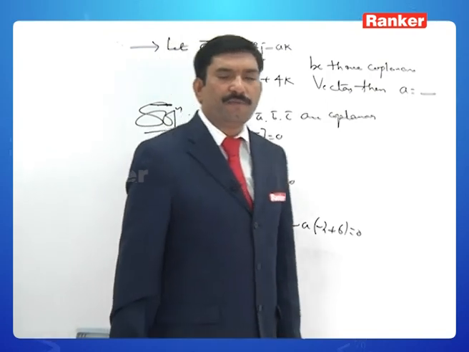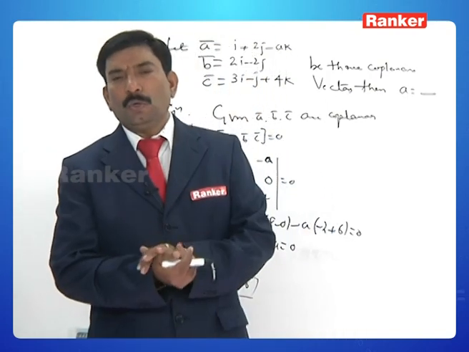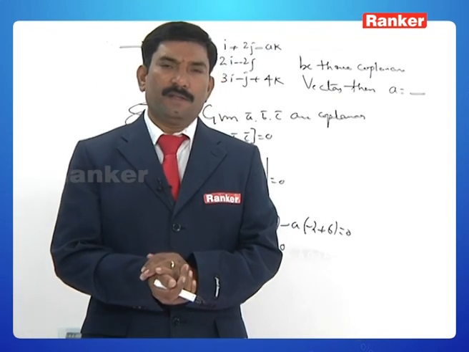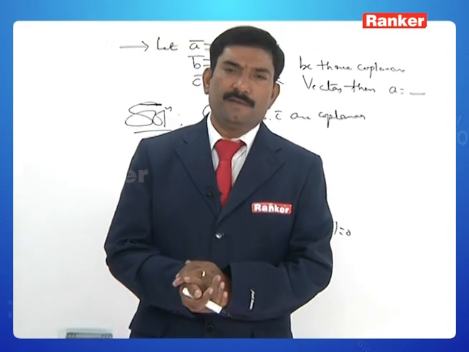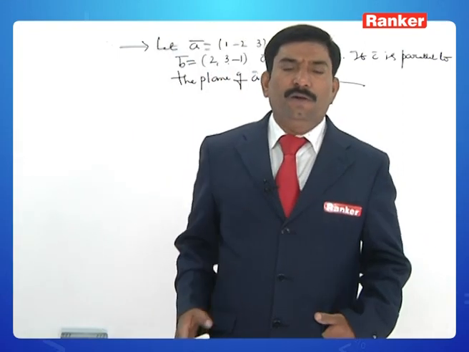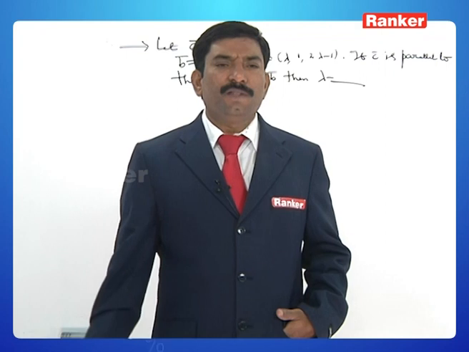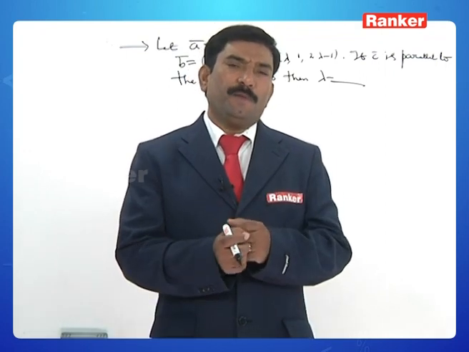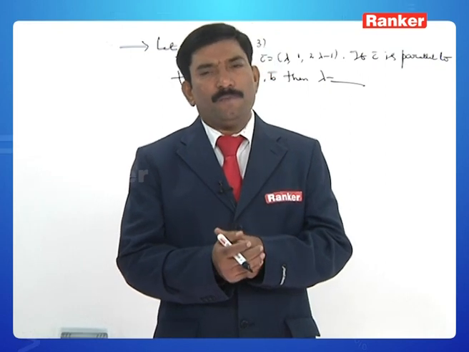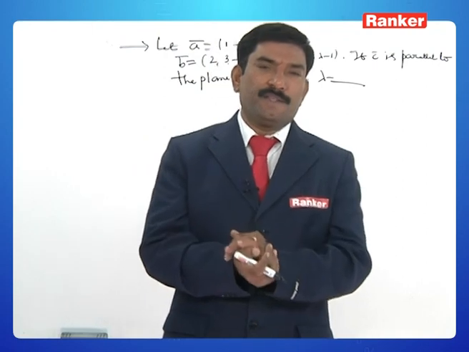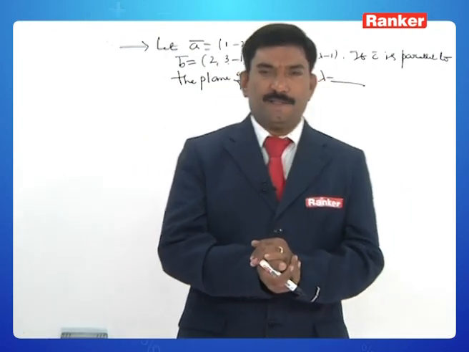This is how you can find out the unknowns under the concept of coplanarity. Now look here. Let us recall the concept of box of A bar, B bar, C bar is equal to 0 when A bar, B bar, C bar are coplanar, by giving another good example supporting that concept.